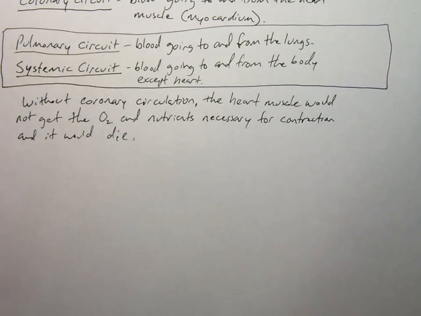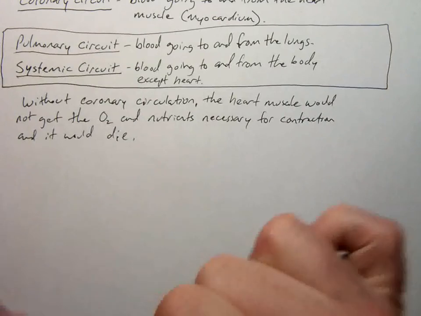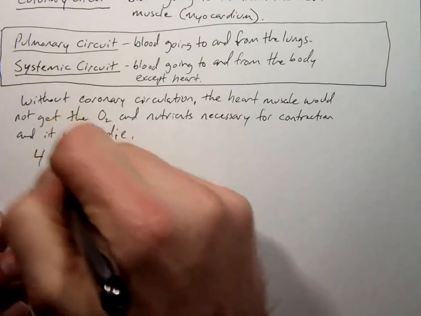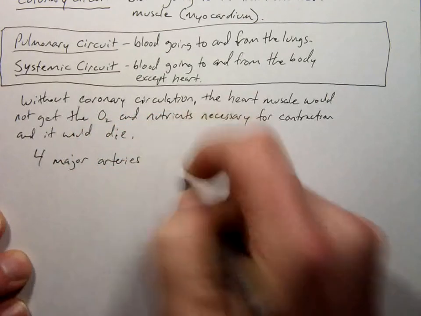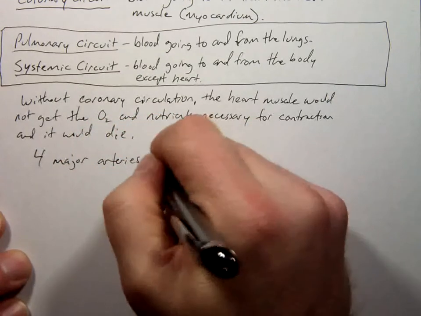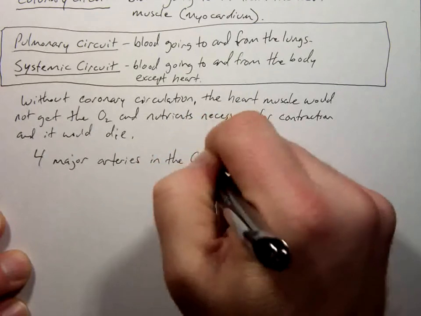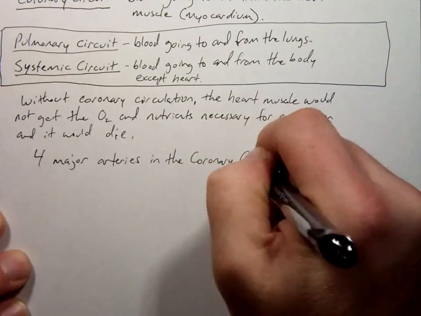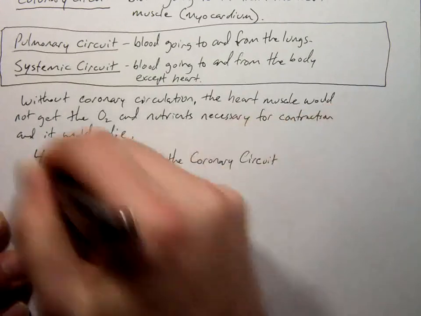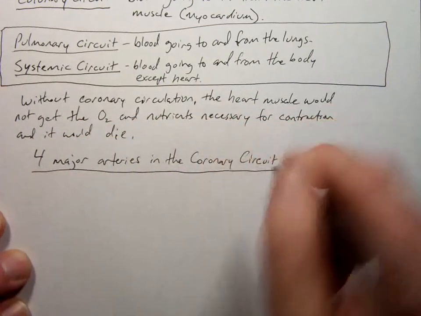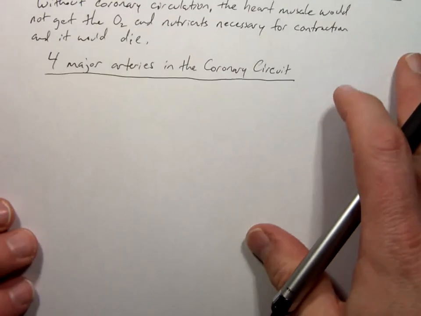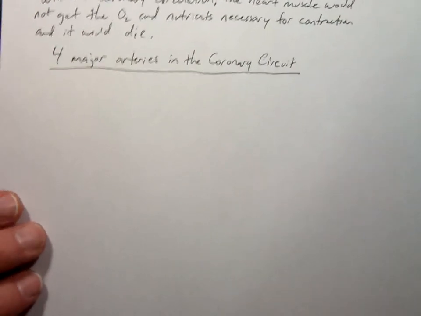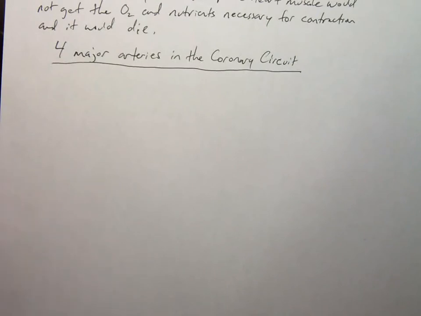So let's talk about this. There are 4 major arteries in the coronary circuit. I thought there'd be some kind of correlation between coronary and coroner. You know, coroner is a person. There's really not, except that corona means crown, like the coronal sutures at the crown of your head.